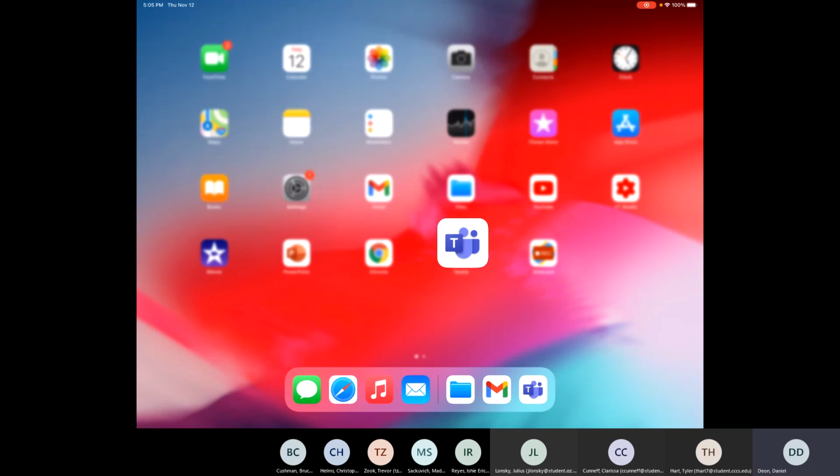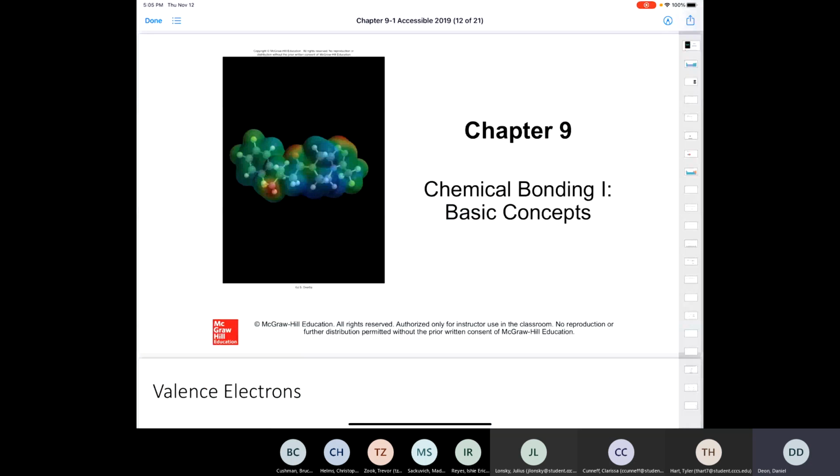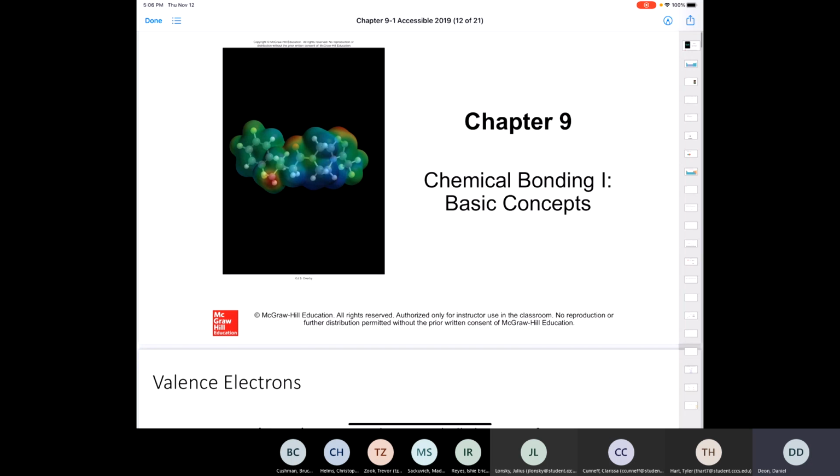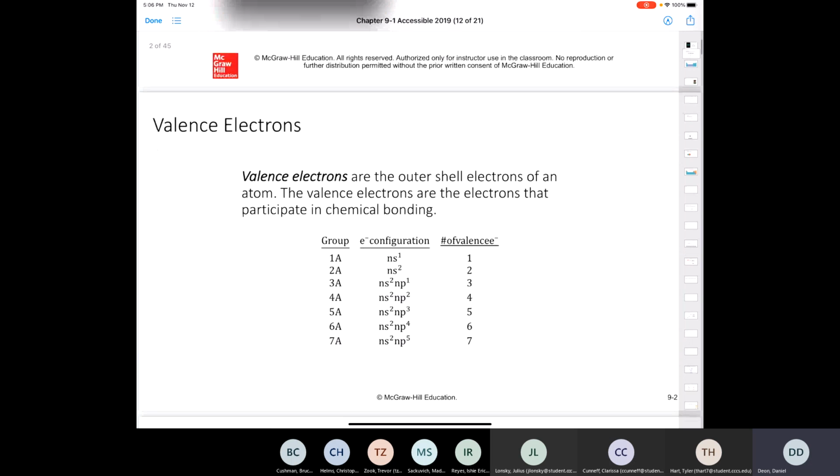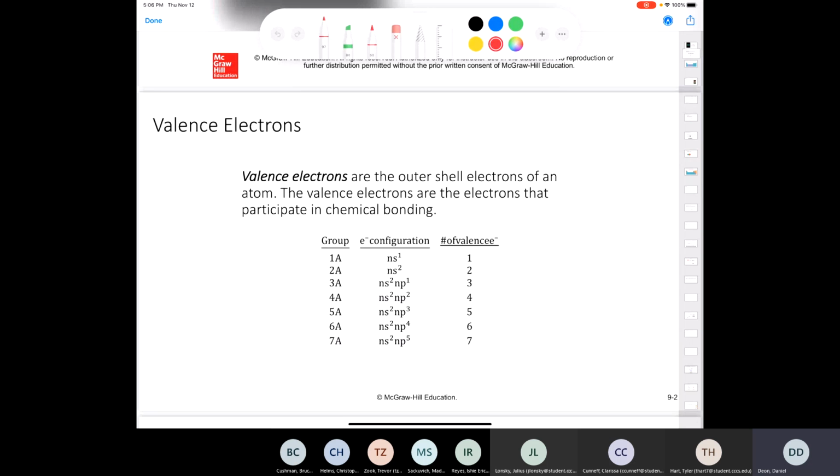Okay, Chemistry 111. This is Chapter 9, which deals with chemical bonding and the basic concepts surrounding chemical bonding. In order for us to really get started in talking about bonds that occur in chemicals, we have to look at electrons first. And the good news is that we spent a lot of time talking about valence electrons earlier on in the last two chapters. We talked about electron configuration and principal quantum numbers, things like that.